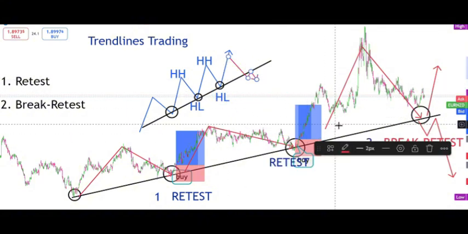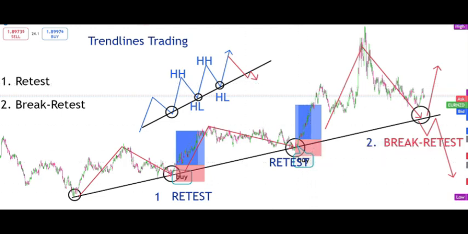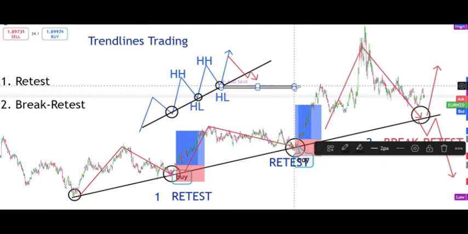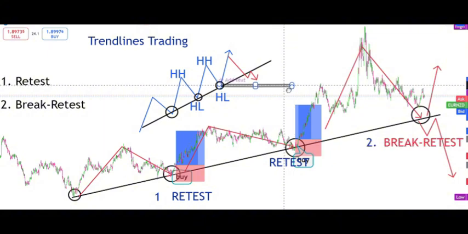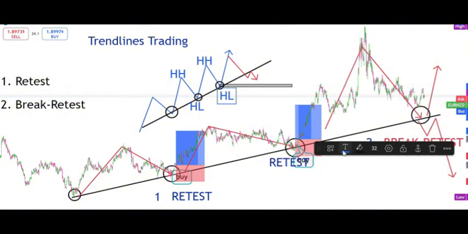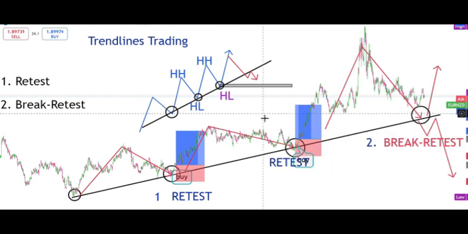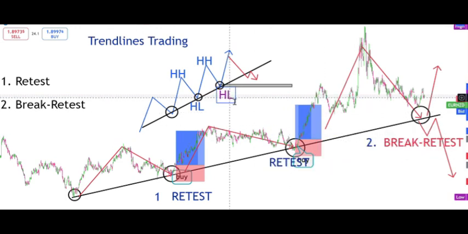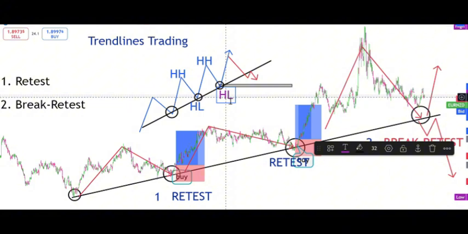Let me just change this to red. Always wait for the price to break below the higher low at this point, okay? Wait for the price to break below this most recent higher low. I'll just change that to purple, okay? This higher low. The price should break below this higher low to indicate a trend reversal before you can place your sales. That is the best way to trade, guys, all right?